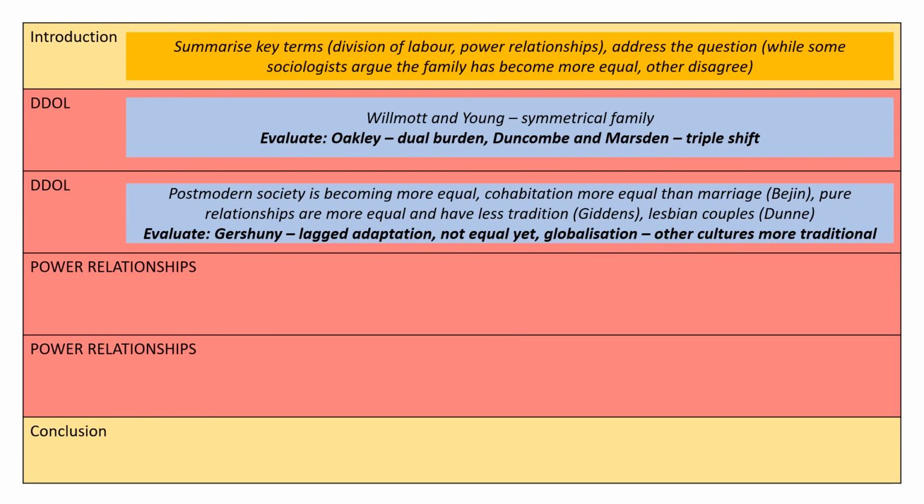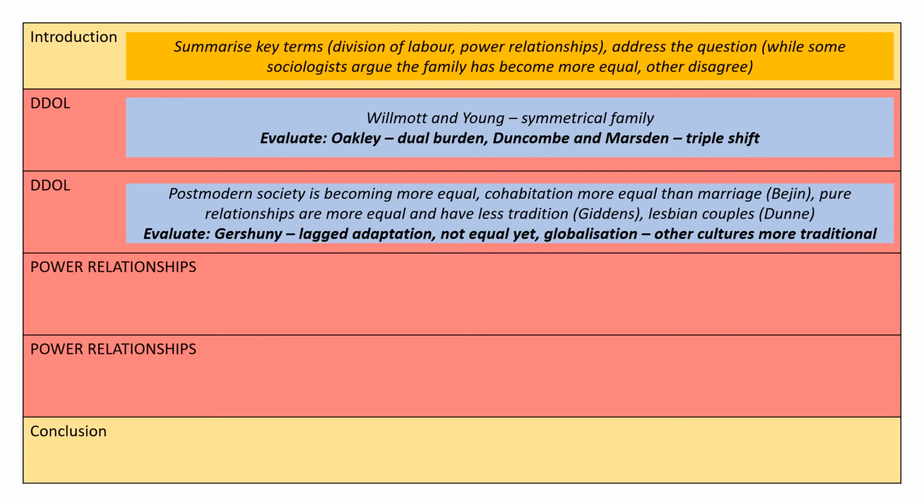because once you get married you take these vows that are sometimes a bit patriarchal, and you sort of end up following the traditional expectations of a married couple. But Beijing argues that if you stay cohabiting, then that tends to be much more equal. Pure relationships are more equal and have less tradition attached to them.